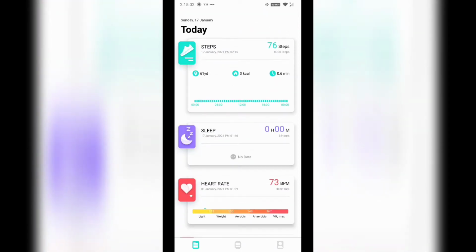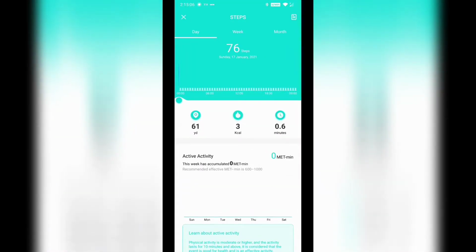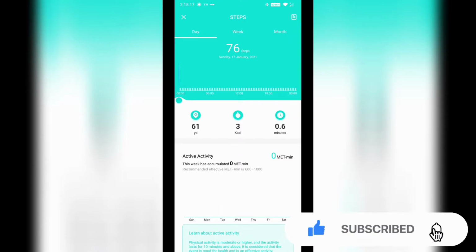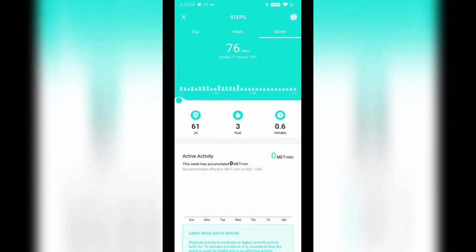Okay, first option is steps. While selecting the steps, this is the step count. Today I have already made 76 steps. If you want to check the old previous records, like yesterday's step count and the day before yesterday's step counts and everything from that.